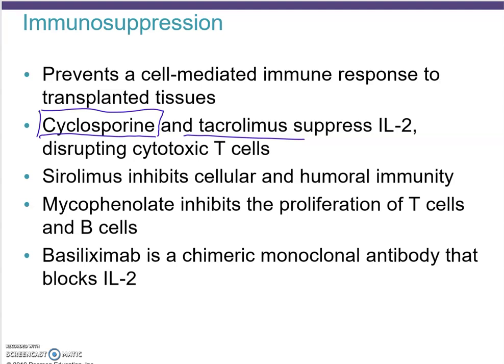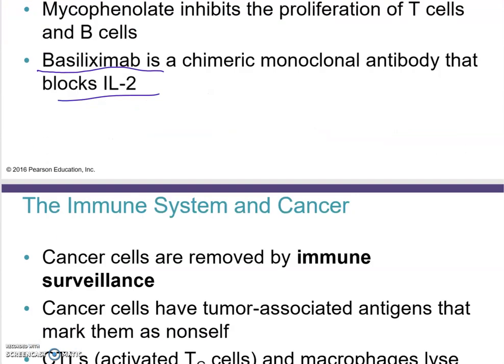There are other medications out there. Sometimes you can also use a monoclonal antibody. So here's one example given. Basiliximab is a chimeric monoclonal antibody that also blocks interleukin-2.